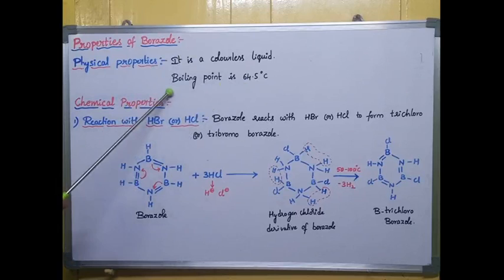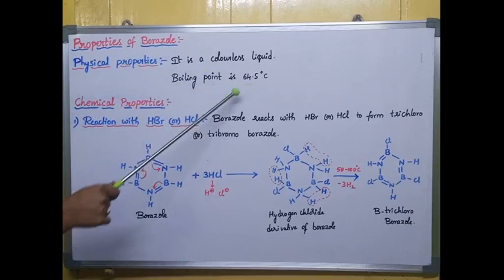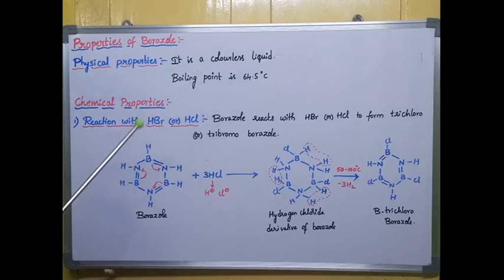What does boiling point mean? The point where this liquid borazole converts into vapor is called the boiling point. So at 64.5 degrees centigrade, borazole is converting into the vapor state. Let us see the chemical properties now.